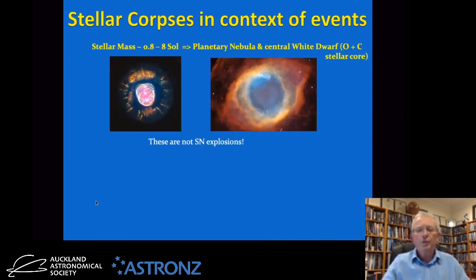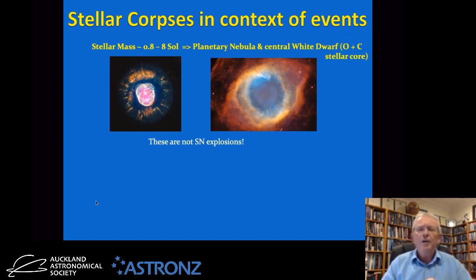So let's move on. Stellar corpses in the context of these. This is just a very brief overview to put a lot of the terms I'm going to be using tonight in context, in particular in context of some of the pictures that you see. So stars up to about 8 solar masses, meaning 8 times the mass of the sun. The sun's mass is called 1 solar mass. So up to 8 times the mass of our sun.